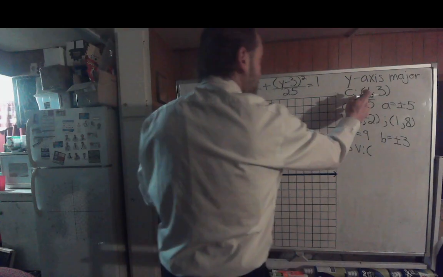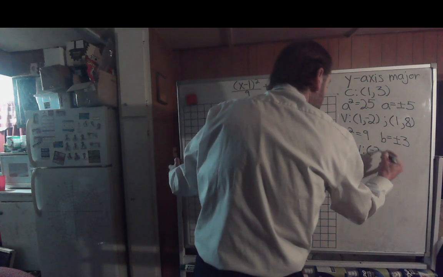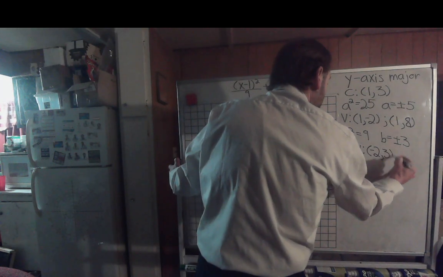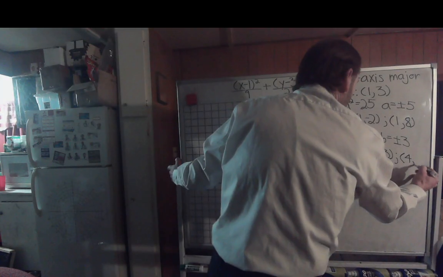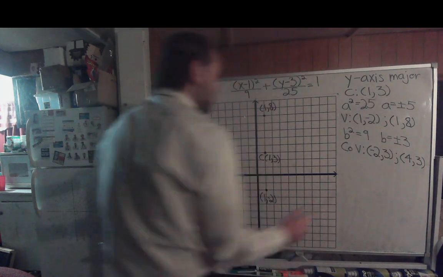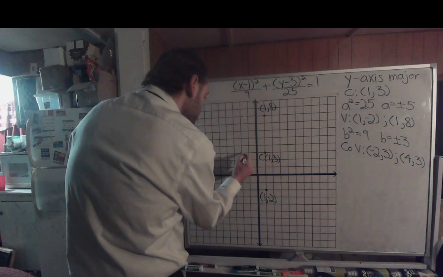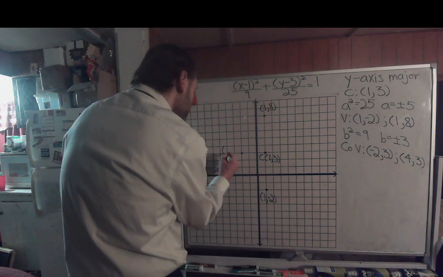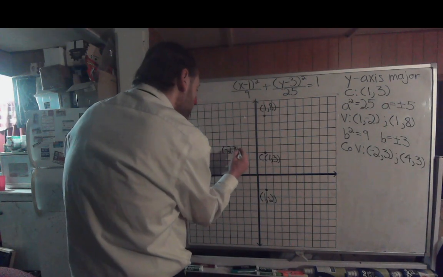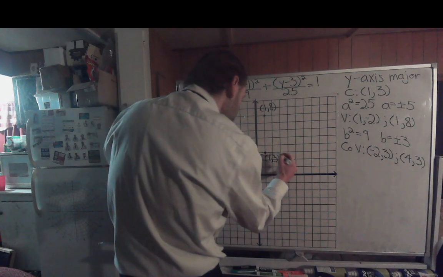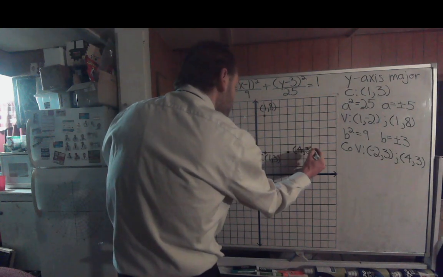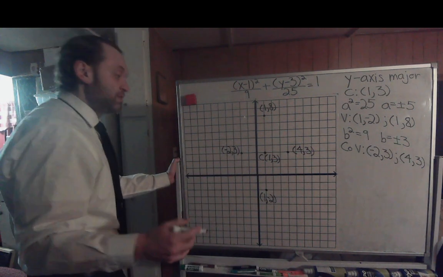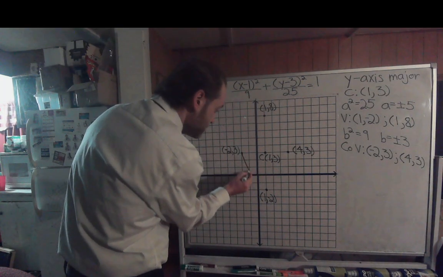So take 1 minus 3, you'll get negative 2. Leave your y-coordinate of 3 alone. And then also take the x-coordinate of 1 plus 3, you'll get the 4. Those will both be your co-vertices. So here is negative 2, 3. And then we need 4, 3 right here. So those are your co-vertices. At this point we have enough to draw the ellipse, so let's go ahead and do that.